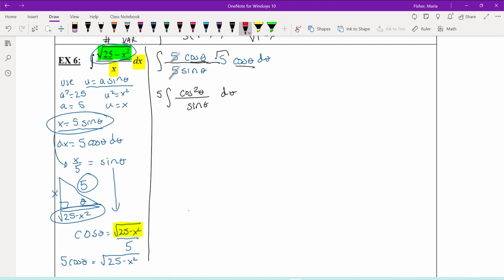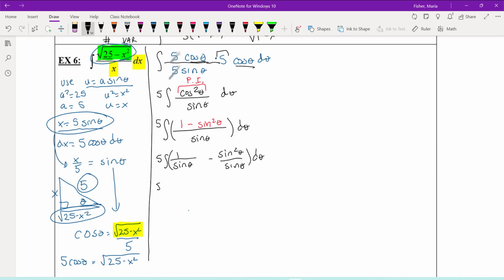Well, I know that I could rewrite cosine squared theta with its Pythagorean identity, and that Pythagorean identity we know is 1 minus sine squared theta. Why is that helpful? Because now I can take each term in the numerator and place each term individually over that denominator, and after I do that, I will then have something that I can integrate. How can I rewrite 1 over the sine? Well, 1 over the sine we know is equal to the cosecant of theta. And if I look at sine squared over sine, one of the sines cancel, and I'm just left with the sine of theta.